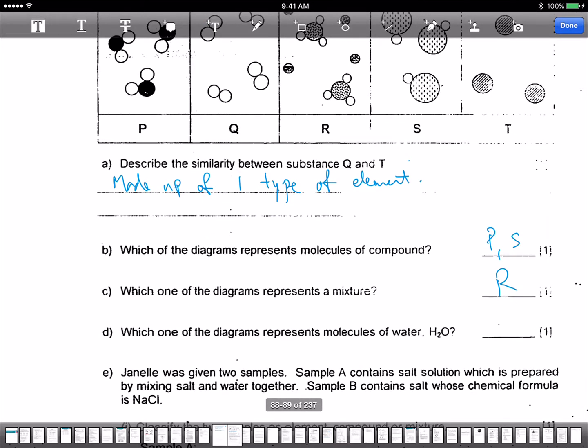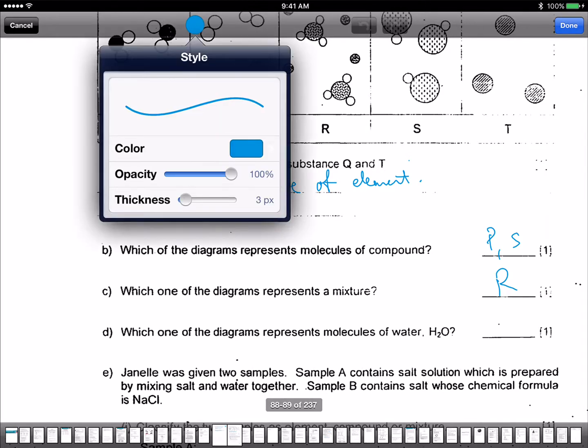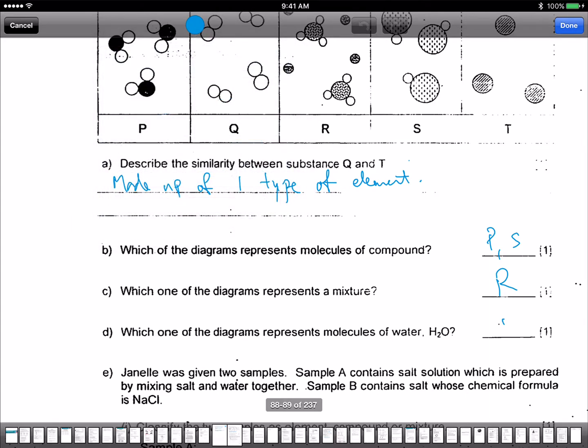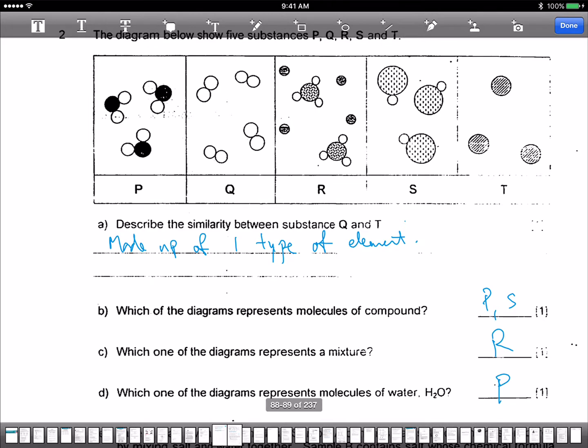Water? P. P, yeah. Really? But water is a compound, right? Yeah, but they're asking about water, H2O. You know the thing about water is that a compound cannot be broken down by physical methods, right? Yeah. But water can be broken down by electrolysis, right? Yeah, it's not a physical method. Electrolysis is a chemical method.